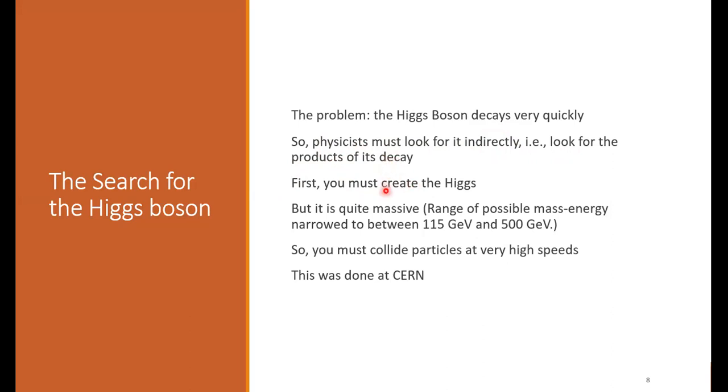And now the Higgs is a massive particle, right? And the range of energies is between 115 GeV to 500 GeV. So because of that, when you collide particles together to try and create the Higgs, you must accelerate those particles to very high speeds. Only then do you have the mass energy needed to create such a massive particle. So this was done at CERN. Not all laboratories had the capability to deal with such high masses and energies. So this was done at CERN.